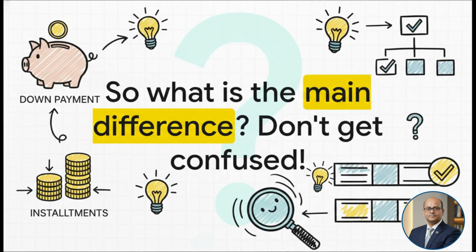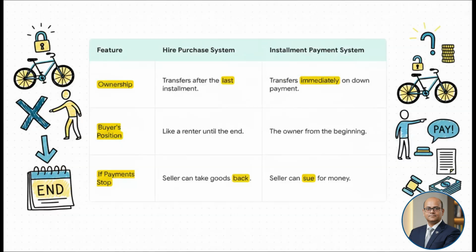So what is the main difference then? Both have a down payment, both have installments. It sounds very similar, no? This is a point where many students get confused, so let us make it absolutely clear. This table makes the comparison very clear.